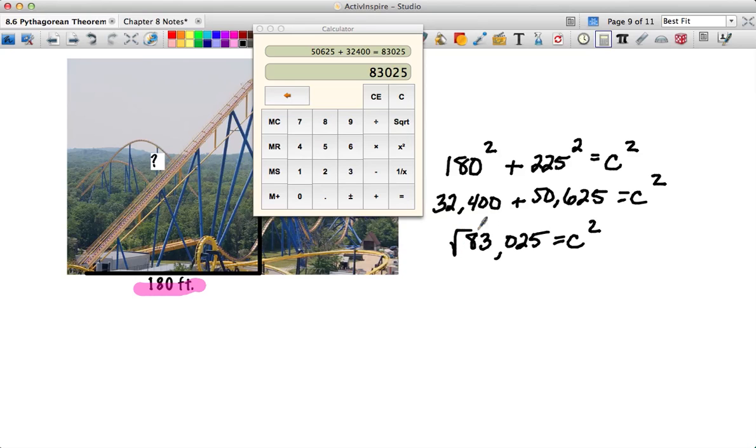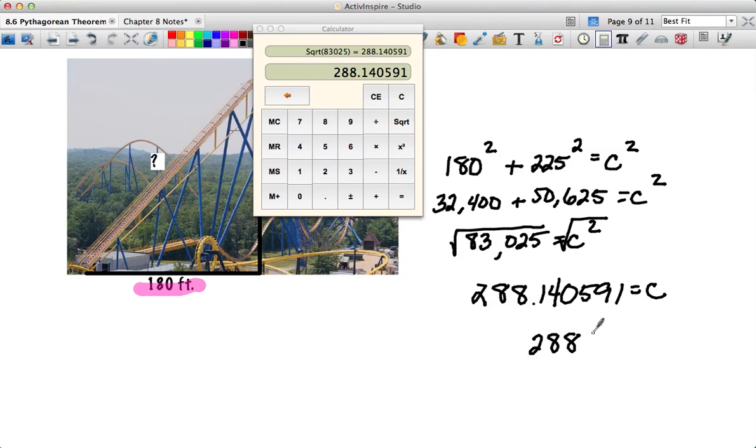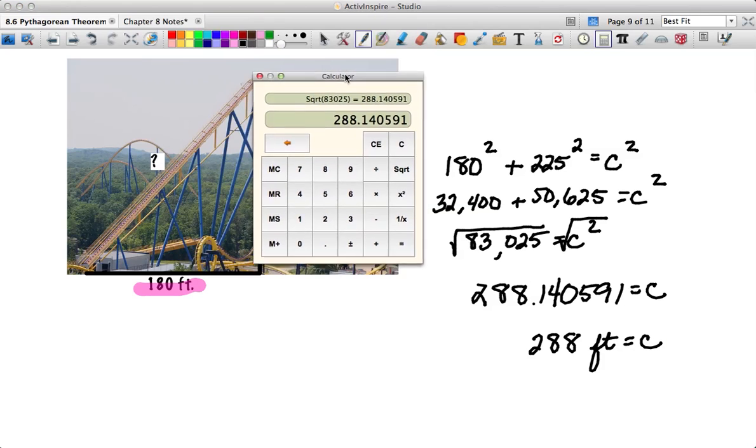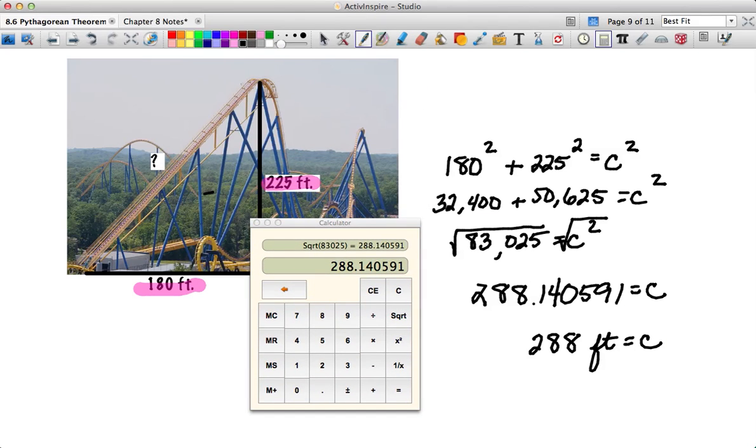And now I want the square root of both of these. So we're going to just round to the nearest foot here. So I got 288.140591 millionths is equal to c. So we would just round that to 288 feet. So in order to get to the top of the drop, they would have to have 288 feet of track, and the people would be traveling 288 feet in the air.